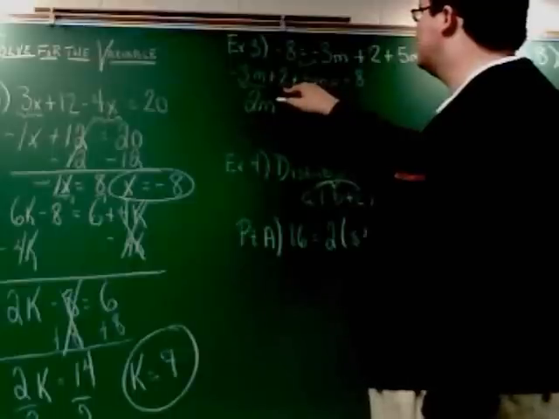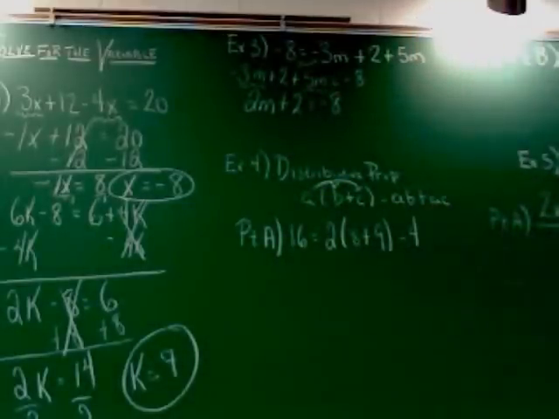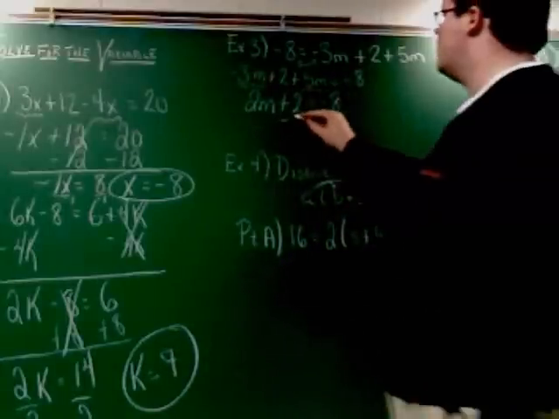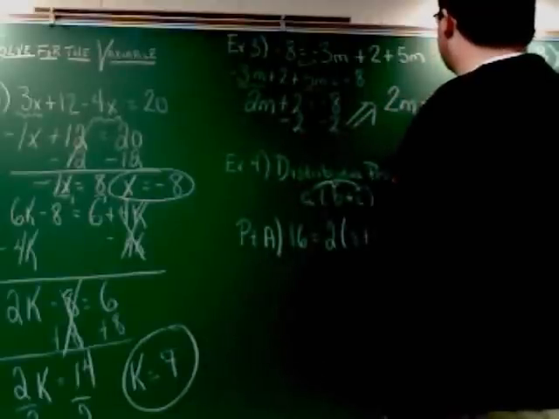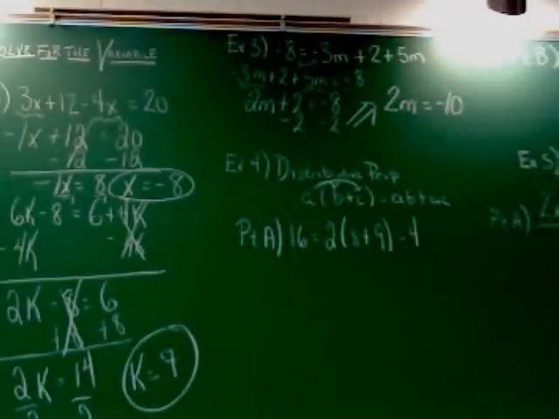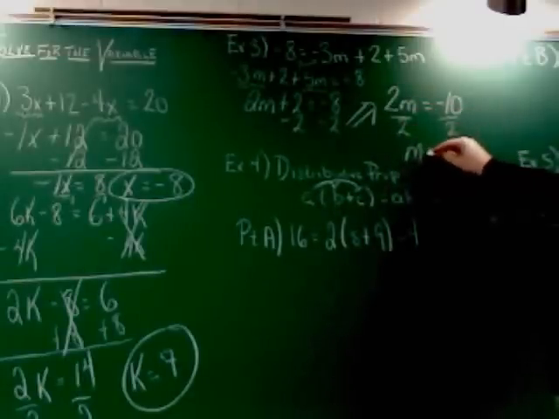So I got 2m, still got that 2, still got negative 8. Okay, so now this is looking good. I just got to move the 2 over to the right side. How am I going to move the 2? Subtract it. There's an addition sign in front of it, so I have to subtract. So that'll give me 2m equals negative 10. A multiplication problem. Shocking. So I do a multiplication problem by dividing, so I have to divide each side by 2 and get m equals negative 5.